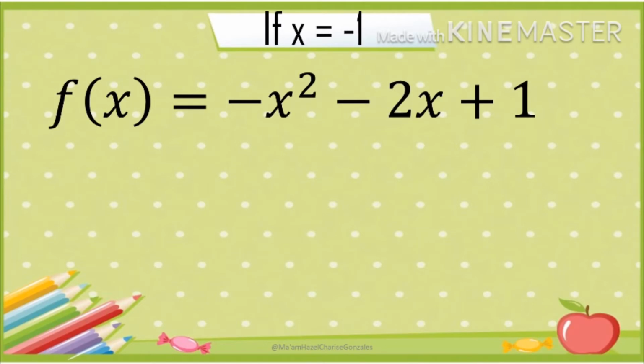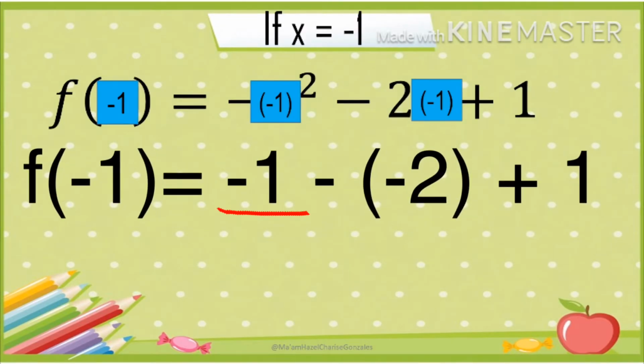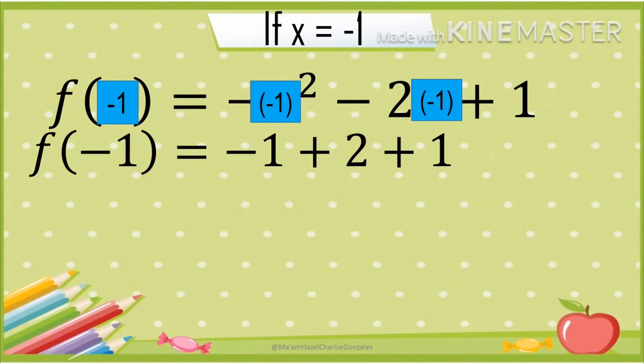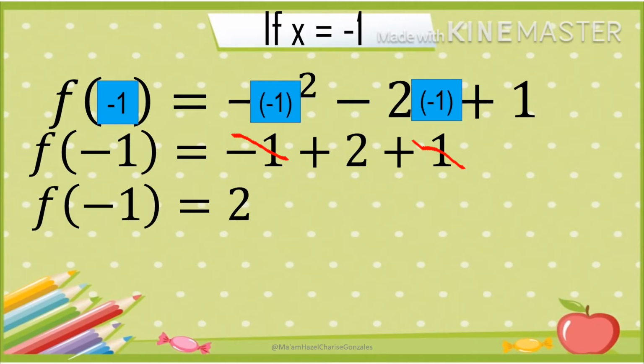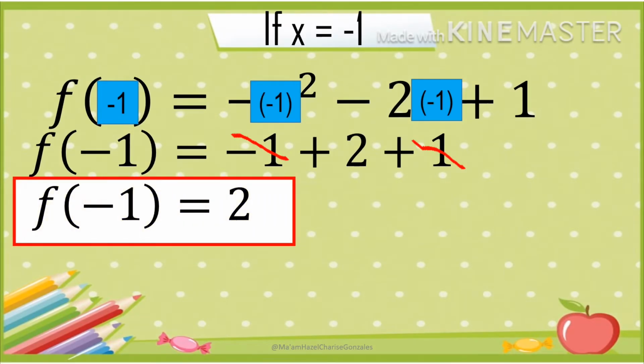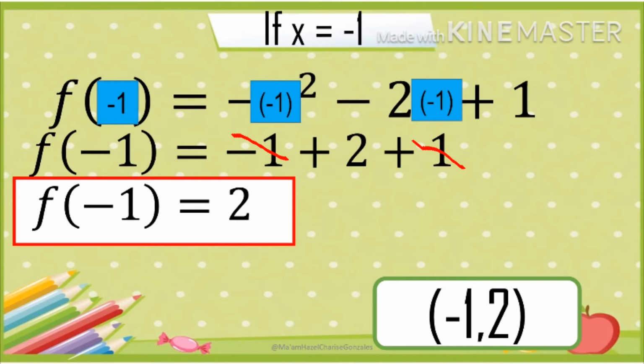Another value of x is negative 1. Again, change all the values of x to negative 1. Then we have negative 1 minus negative 2 plus 1. Then the answer is 2. Again, we can cancel negative 1 plus 1 because it is a zero pair. Then we have negative 1, 2.